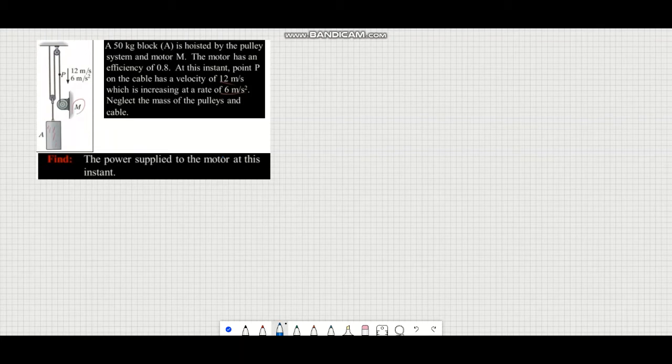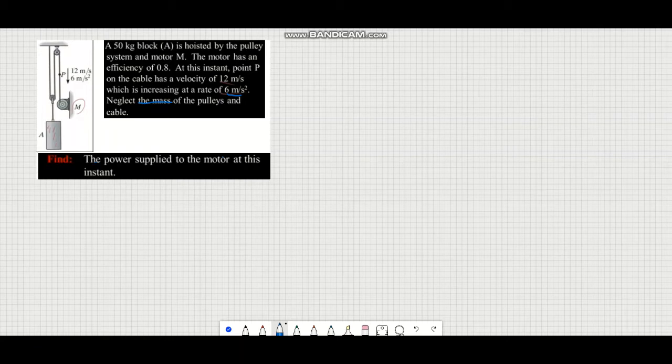Okay, let's solve one example. In this example, a 50 kilogram block A is hoisted by the pulley system and the motor M. The motor has an efficiency of 0.8, which is 80%. At this instant, point P on the cable has a velocity of 12 meters per second, which is increasing at a rate of 6 meters per second squared, which is the acceleration. We need to neglect the mass of the pulleys and the cables.